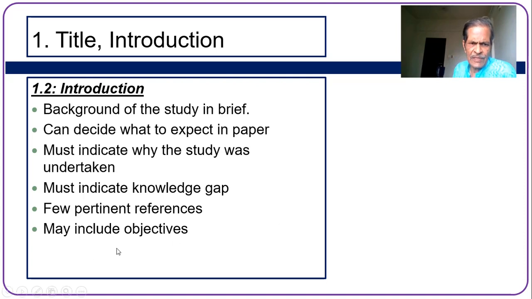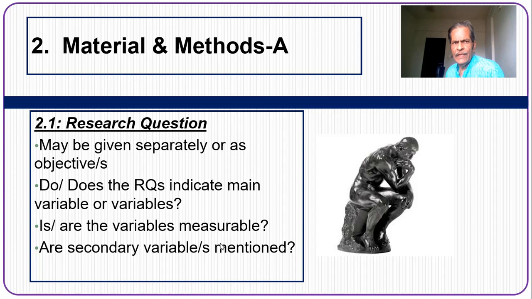Certain journals expect the objectives to be included in the introduction itself. So something like this happens: with this background and with this knowledge gap, this study was undertaken with such and such objectives, and after the objectives are told, the introduction is over. Certain journals expect objectives to be given separately. So objectives may be given in the introduction, it's okay. Objectives could be given separately, it's also okay. It's not as per the wish of the author of the article, but according to the policies laid down by the journal. Then material and methods.